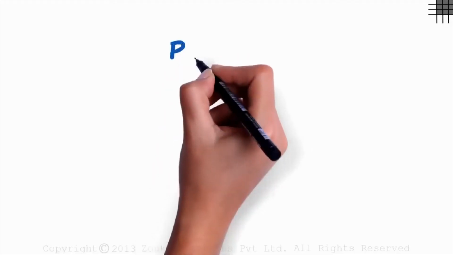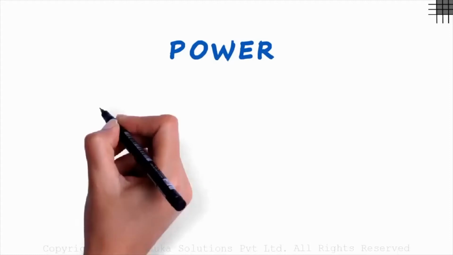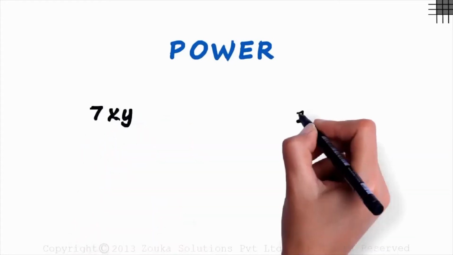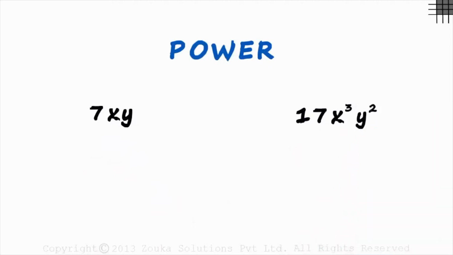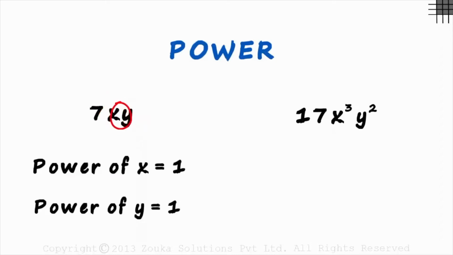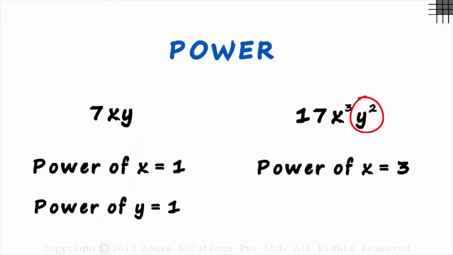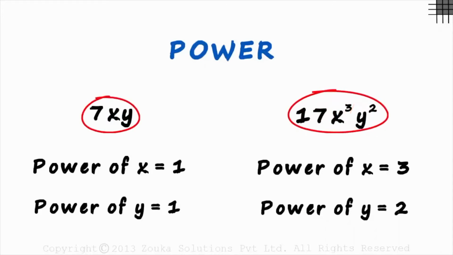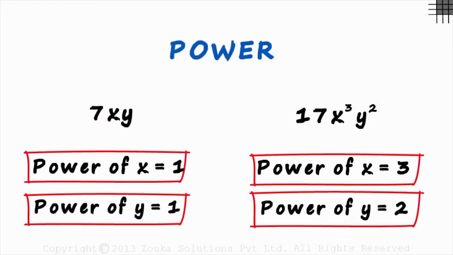Watch this video. Concept of the power of variables. Let's consider two different terms. The first term is 7xy and the second one is 17x cubed y squared. Observe the first term. It has two variables, x and y. What is the power of each of these variables? The power of x is 1 and the power of y as well is 1. Now look at the powers of variables of the second term. The power of x is 3 and the power of y is 2. Both these terms have the same variables, x and y, but the powers of each of the variables are different.